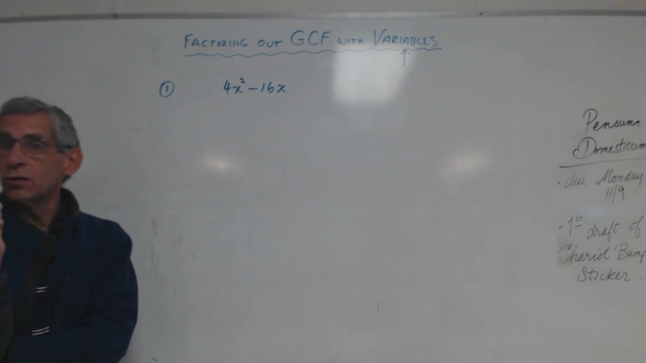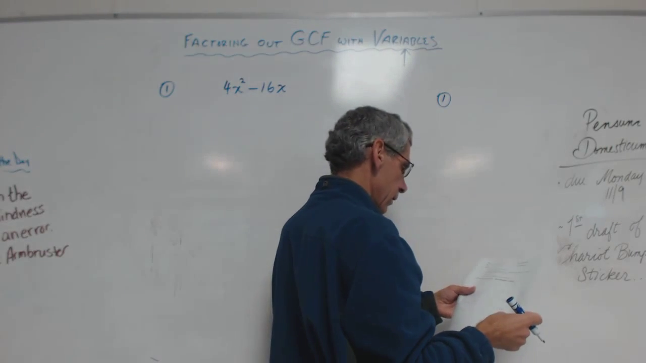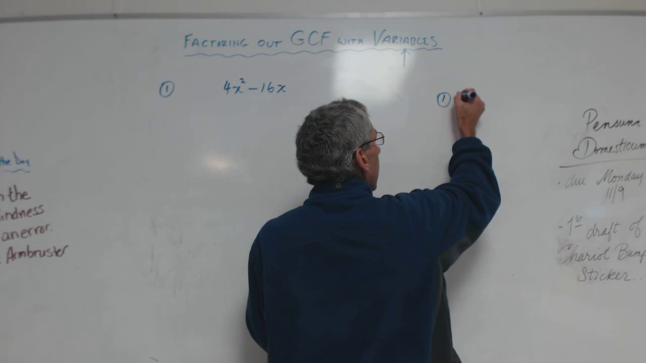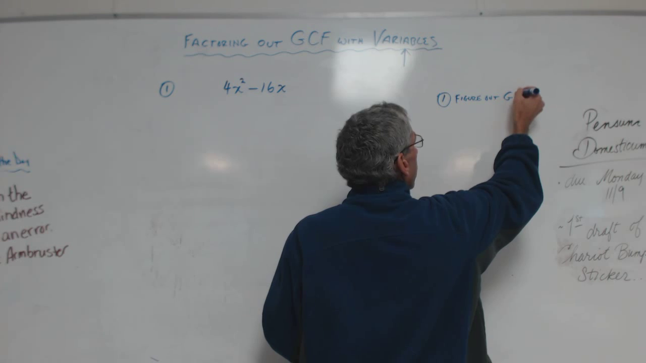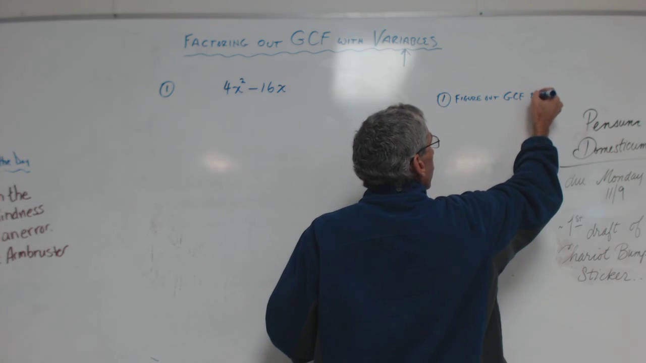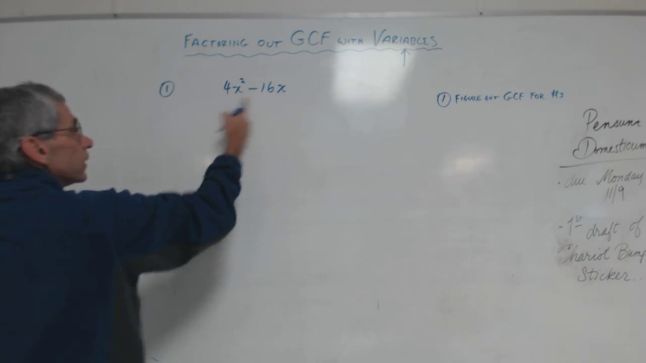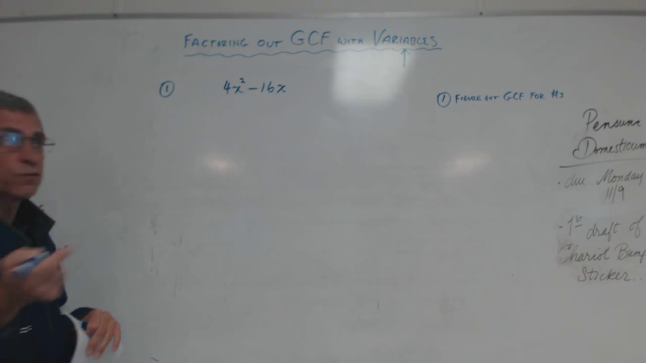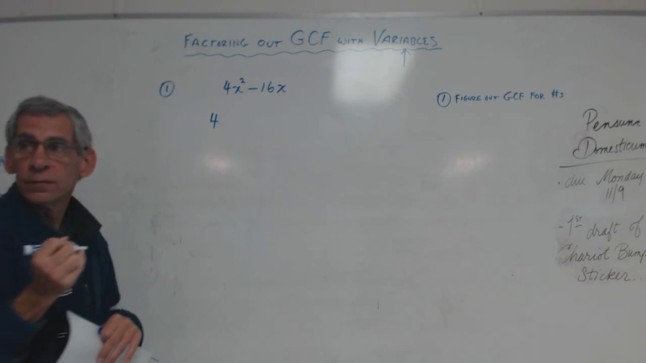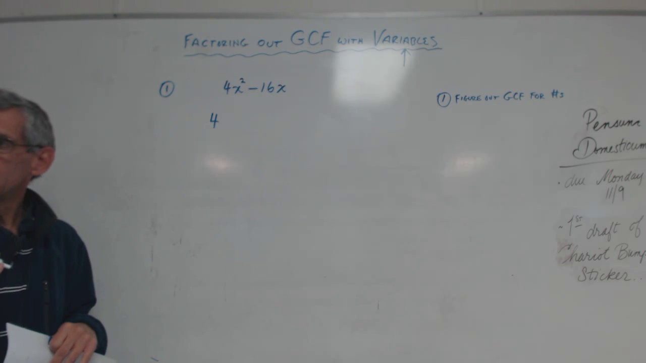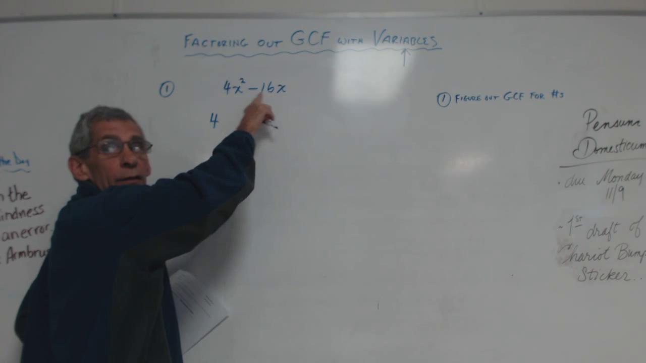The first thing I do, I'm even going to write this down. Step 1: figure out the greatest common factor for numbers. So the numbers are 4 and 16. We already figured that one out. So it's 4. So I'm going to put my greatest common factor of 4 right there. But I'm not going to put my parenthesis yet, because I noticed that they have x's in common.